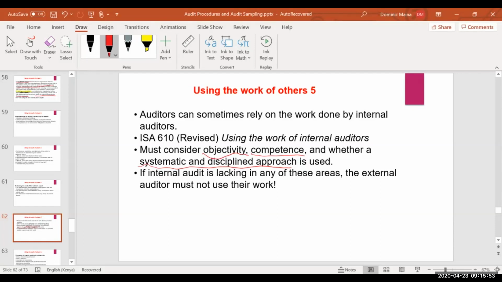If they're not objective, they are not competent. Don't forget here the extent of objectivity. It's quite a gray area. Why? Because they may most likely be part and parcel of the employees of the company. So it's going to be a bit blurred there. It's going to be a bit of a gray area there.